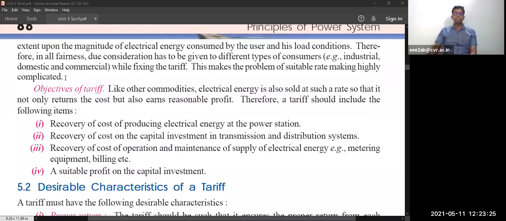So the main objective of tariff should be to recover the cost of producing electrical energy. Cost of producing electrical energy means resources, all operating costs, whatever you're spending in that particular generation company, everything has to be recovered. Next is recovery of cost on capital investment in transmission and distribution system.